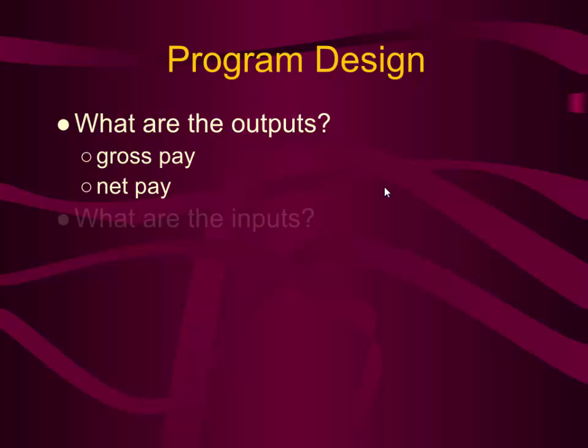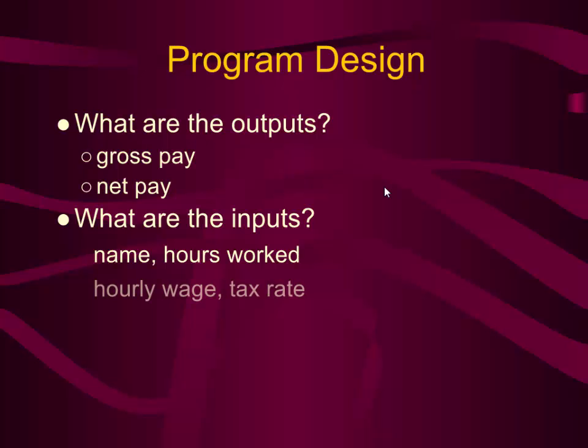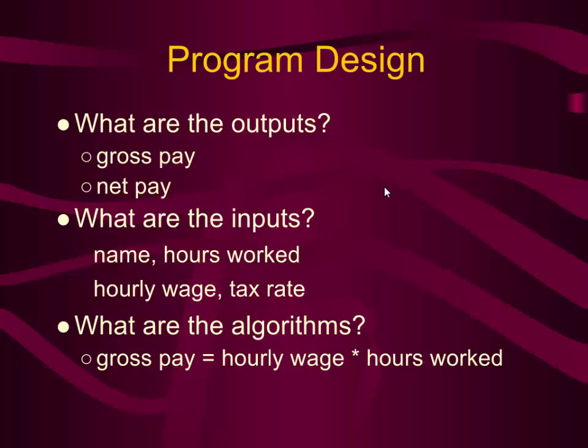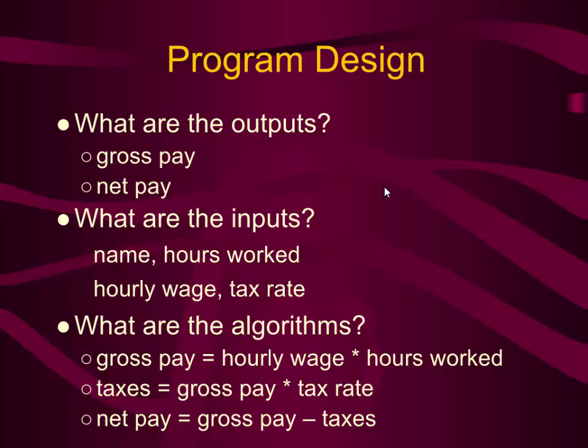So in order to calculate the gross pay and net pay, I need to know some information from the user. So that's what we think about next, is what input do I need to create the output? Well, I'm going to need to know the hours worked, the hourly wage, and the tax rate. If I don't have that information, I can't figure out the gross pay or net pay. So that's the input part. So what are the algorithms? How do I actually transform these inputs into the output? Well, here's the equation for gross pay. Here's the equation for taxes. Here's the equation for net pay.